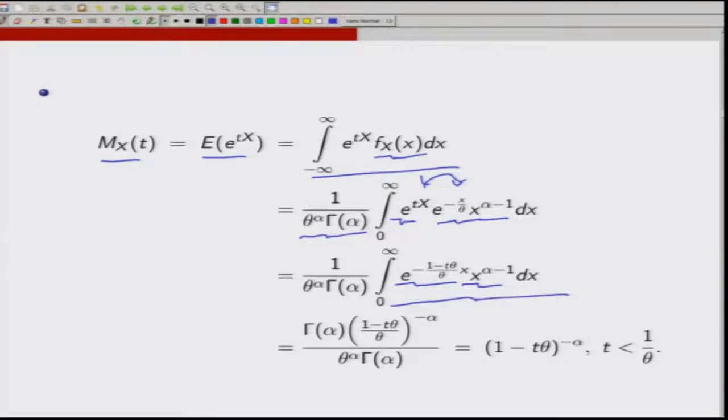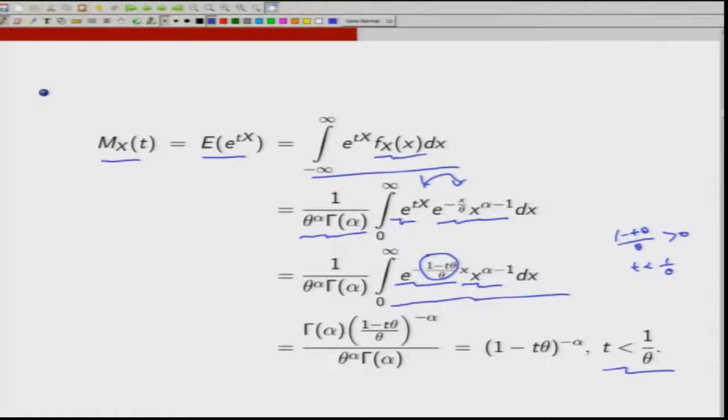But this integral is finite only when this quantity is positive. Otherwise, it will become e to power some positive power that finally at infinity it would explode. So, I need (1 minus t theta) by theta to be greater than 0 for this integral to be convergent, which is equivalent to saying that t is less than 1 by theta. That is what I have.